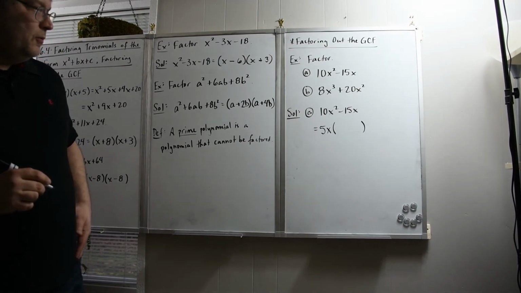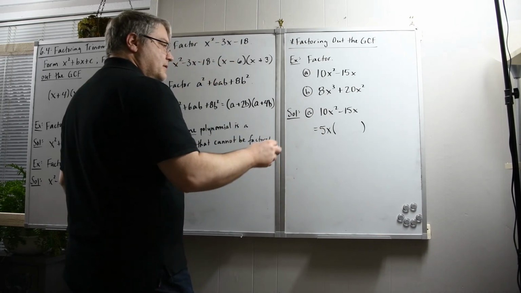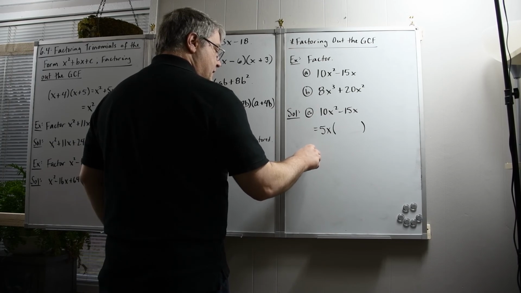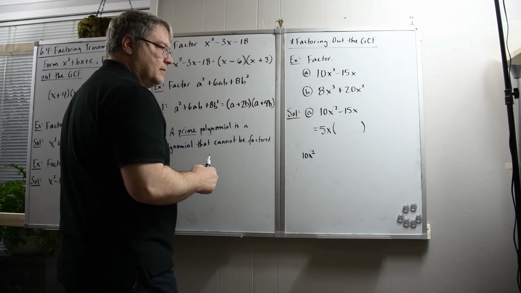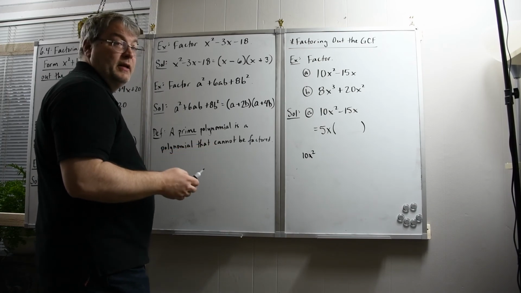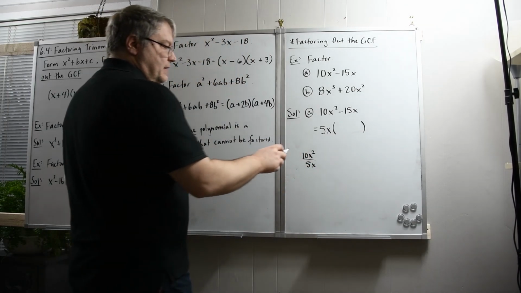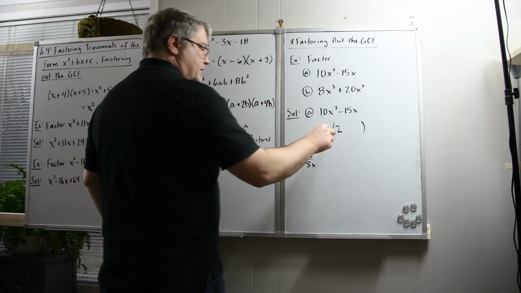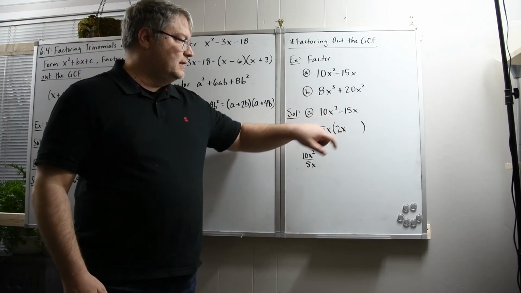I start thinking about, well, what would the other factor be? And so if you have 5x factored out of the first term, think about what you have to multiply by 5x to get 10x squared. So 5x times what is equal to 10x squared? Now another way to look at that is to say, what is 10x squared divided by 5x? So if I take 10x squared divided by 5x, 10 over 5 gives us 2. X squared over x gives us x. Is 5x times 2x the same thing as 10x squared? You bet.